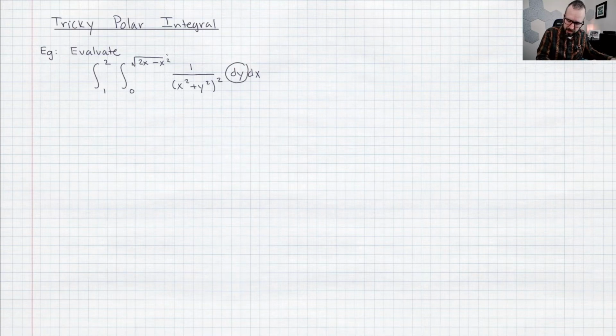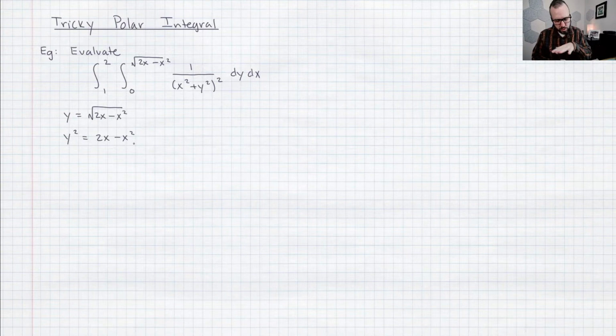Here I have a dy limit of integration, and then y is equal to this square root. I do recognize this as the equation of a circle, but you may not. Let me show you how you could see that. If one of the limits of integration is y equals the square root of 2x minus x squared, then y squared is equal to 2x minus x squared. This is the equation of a circle, and you could complete the square and turn this into an equation of a circle and find the center and the radius.